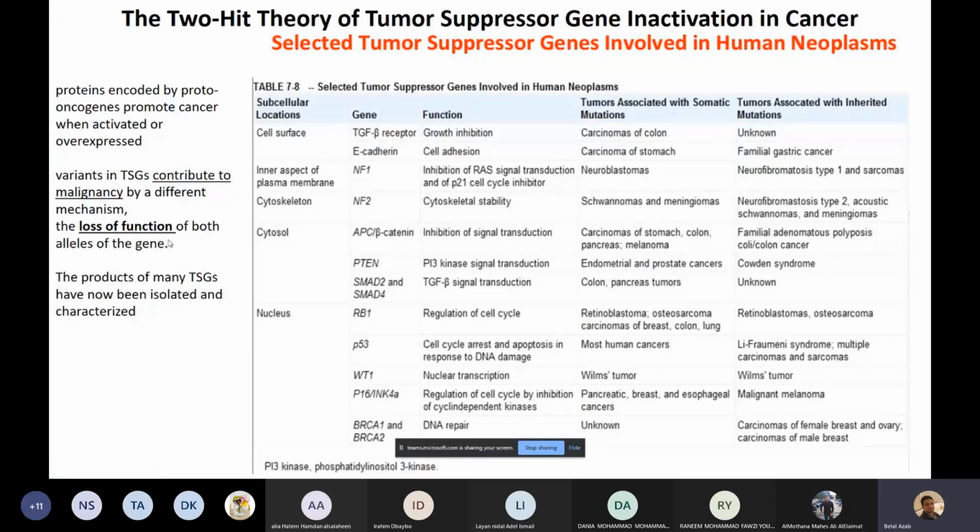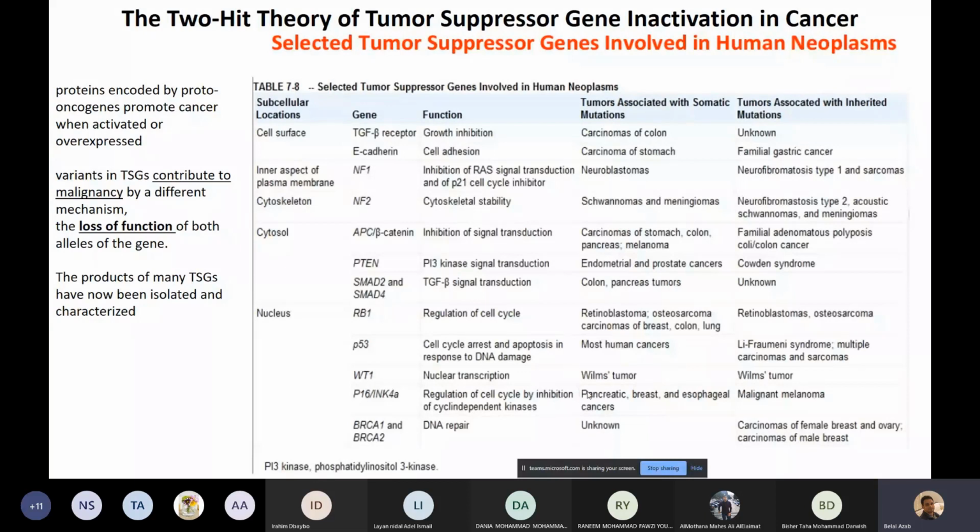Remember, one hit is enough for the proto-oncogene to induce abnormal cell behavior. On the other hand, in tumor suppressors, both alleles of the same gene need to receive the hits. The products of many tumor suppressor genes have been isolated and characterized. The table on the right side shows different tumor suppressors that are associated with different diseases.